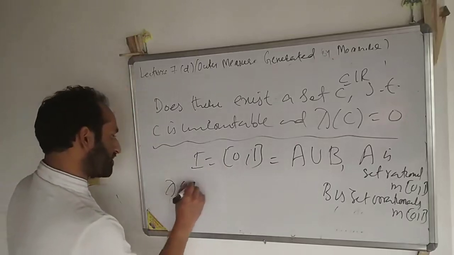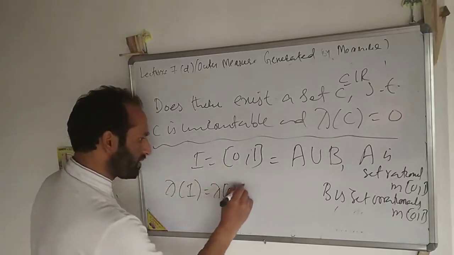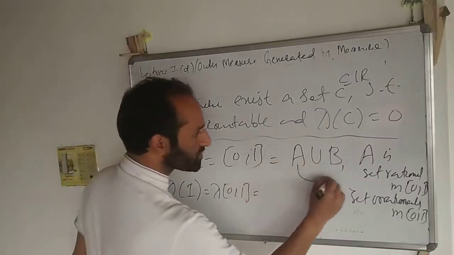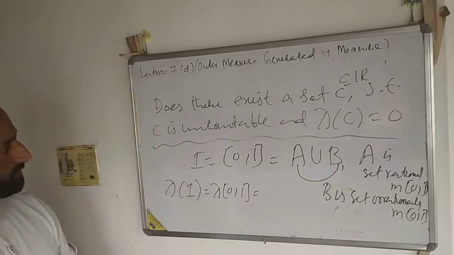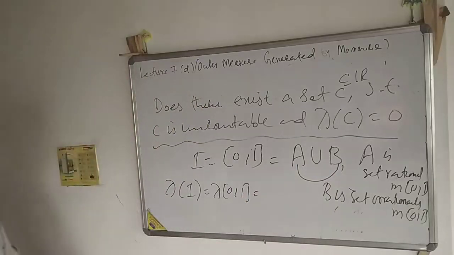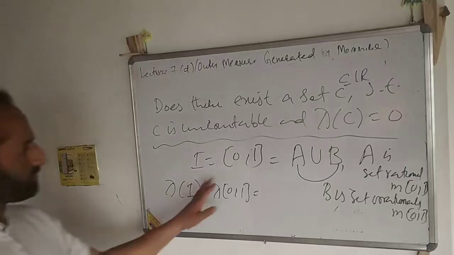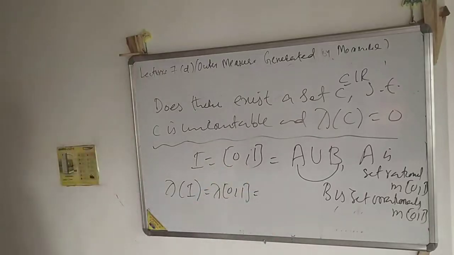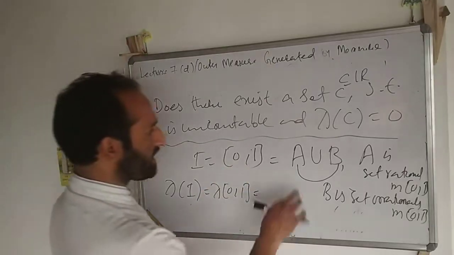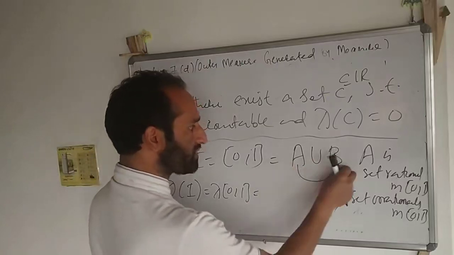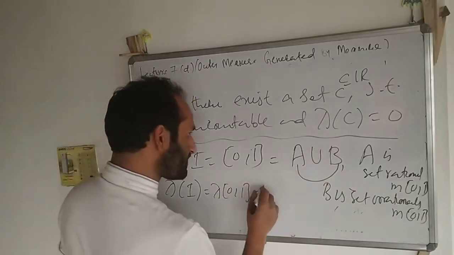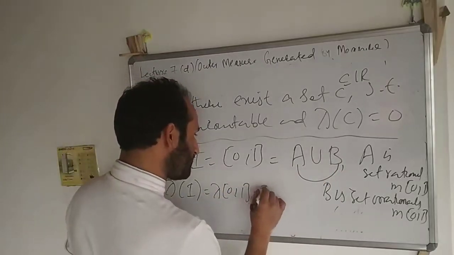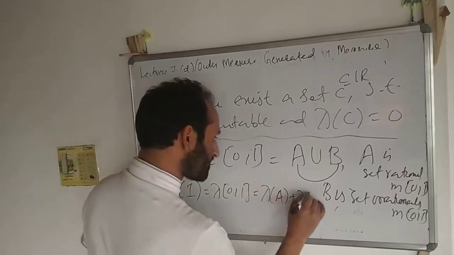Then you can see that the Lebesgue measure of I, which is the Lebesgue measure of the interval [0, 1], is equal to the Lebesgue measure of that union. Both are measurable sets, as you know that the set of rationals is measurable and the set of irrationals is measurable. This is our full space, and they are both measurable sets here. Because A has measure 0, it's measurable, and B is the complement of A in this space [0, 1], so B is also measurable. So it's equal to the Lebesgue measure of A plus the Lebesgue measure of B.